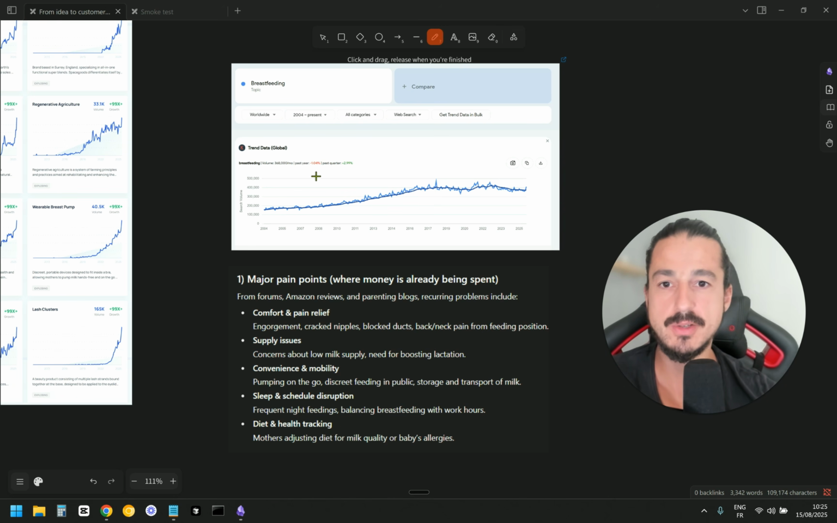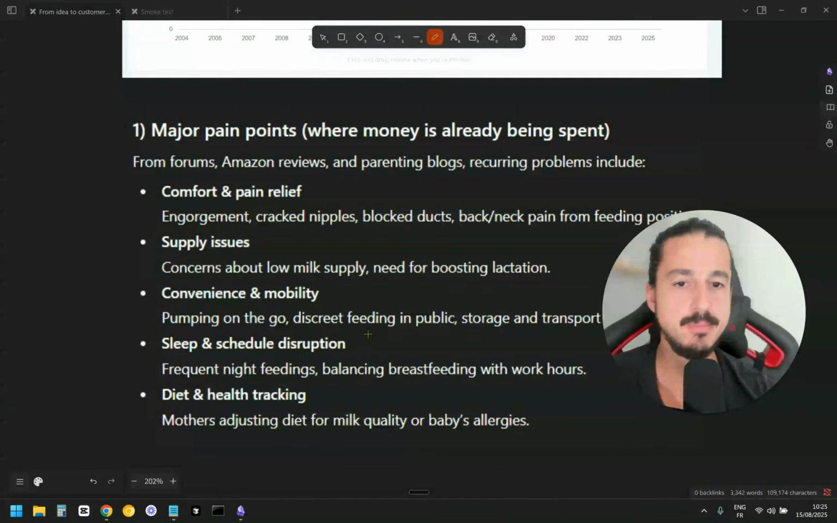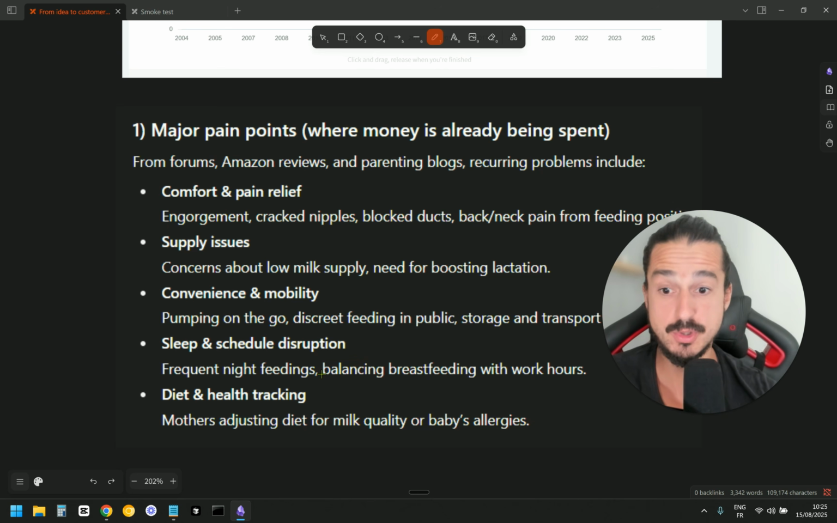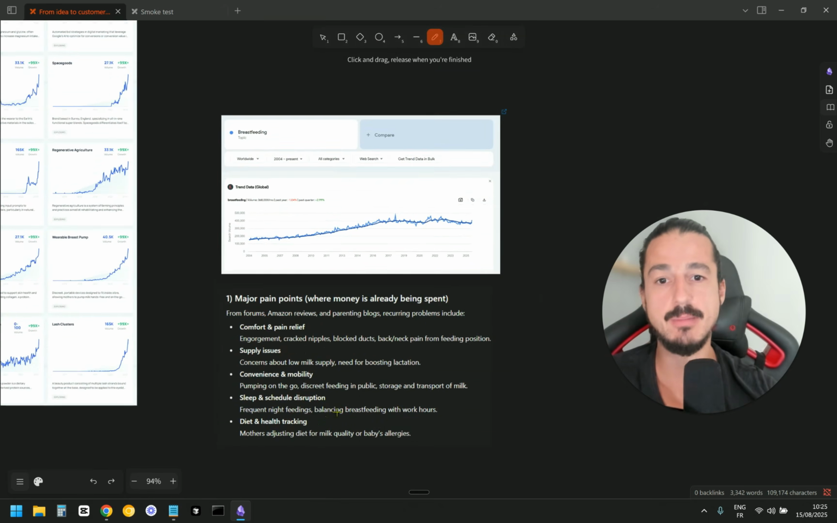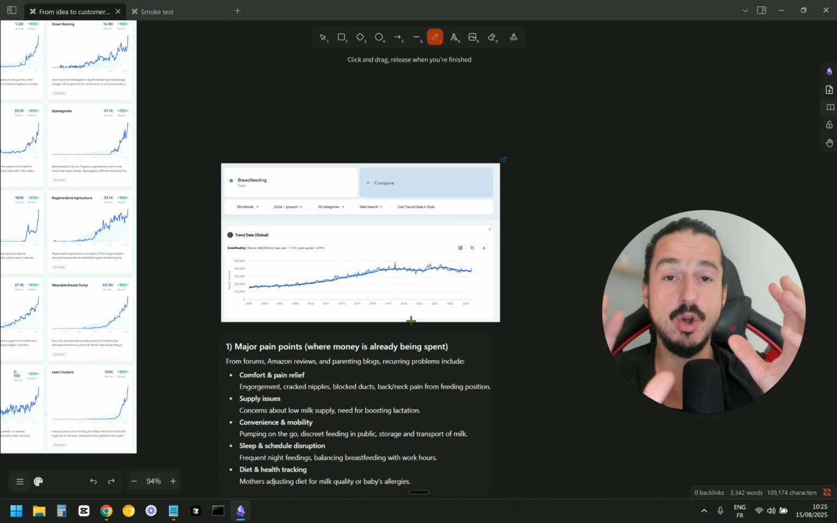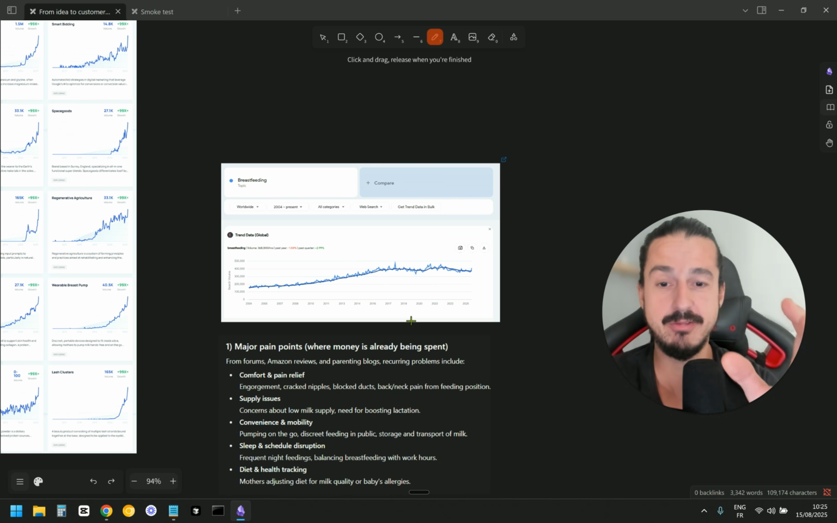So to go back to the breastfeeding market, a simple prompt on ChatGPT, just to give you an example, would give you the major pain points: comfort and pain relief, supply issues, convenience and mobility, sleep schedule disruption, diet, health tracking. So already you can see that you have this stable, growing market that is huge and that contains a complete set of problems for itself. And each of these problems can have a bunch of different solutions that can be offered to the customers.